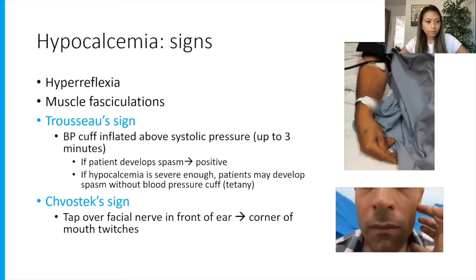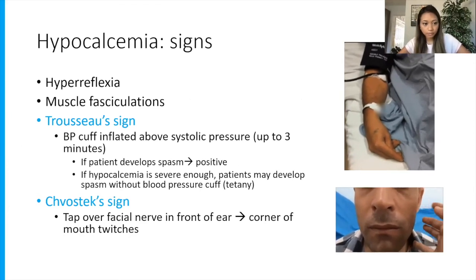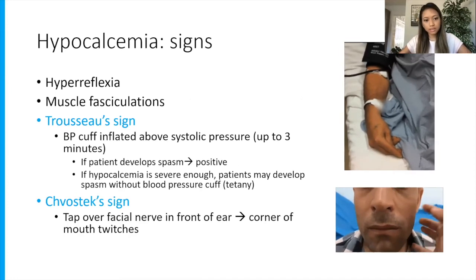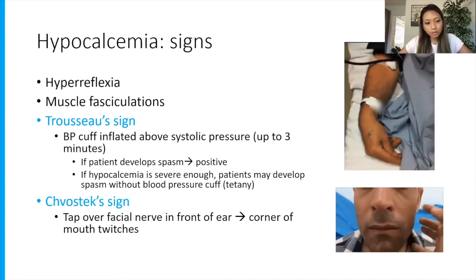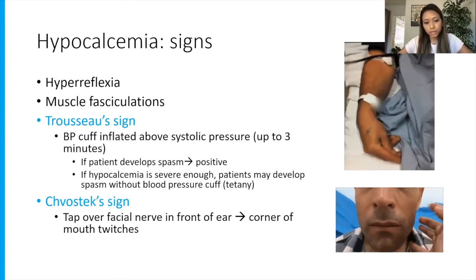Some signs: hyperreflexia. Trousseau sign is at the top. A BP cuff is inflated above the systolic pressure and you'll see spasm. The bottom, Chvostek sign: you tap over the facial nerve and the corner of the mouth will twitch.